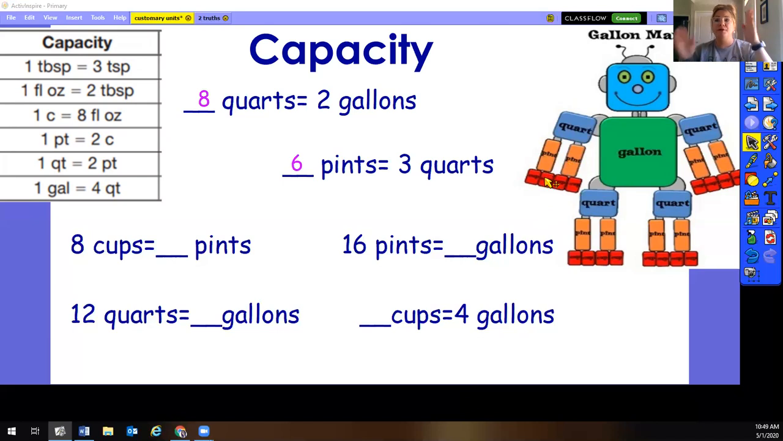So we're going from smaller cups up to larger pints, which means we're going to divide, right? So let's figure out what we're going to divide.